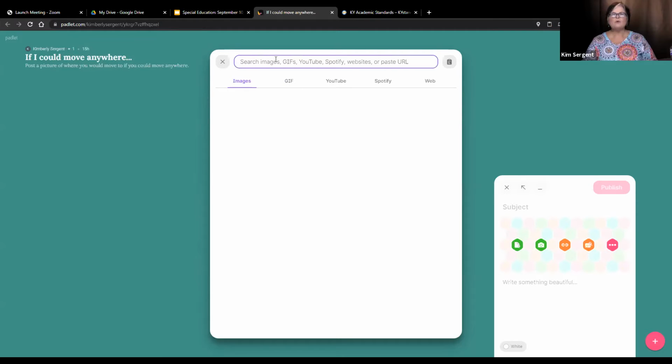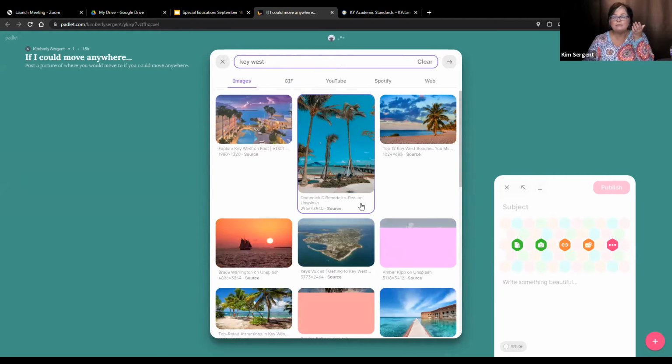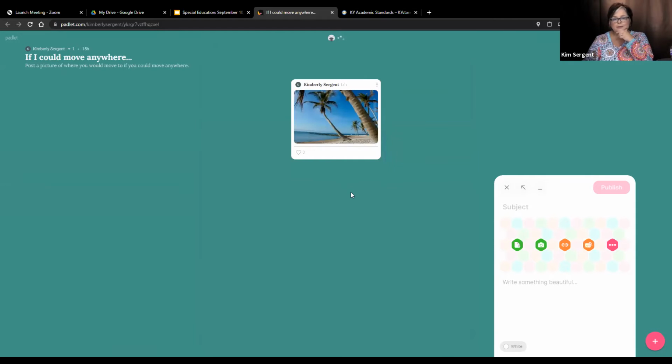So what I did, just in case you guys are curious, is you can hit that fourth little hexagon across from there. And I typed in, yes, I want to move to Key West. So you can find any picture and post it. You can even post a video. Some of you almost posted that video, so you can put that in there. So this is a picture of Key West.